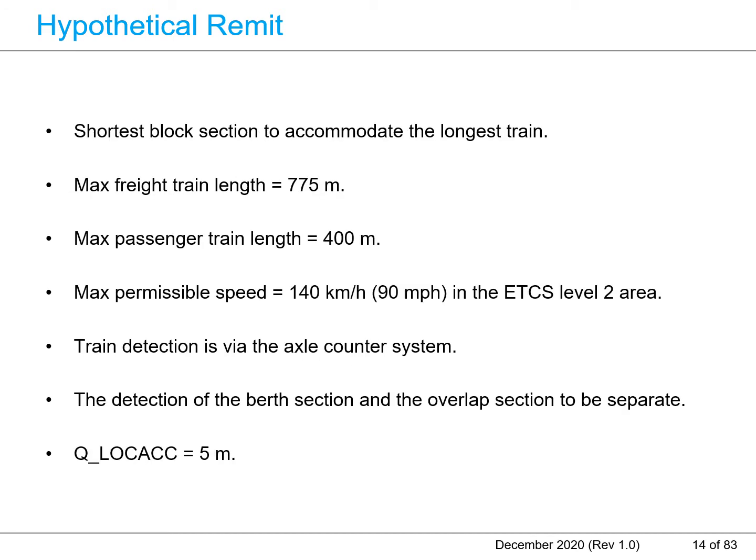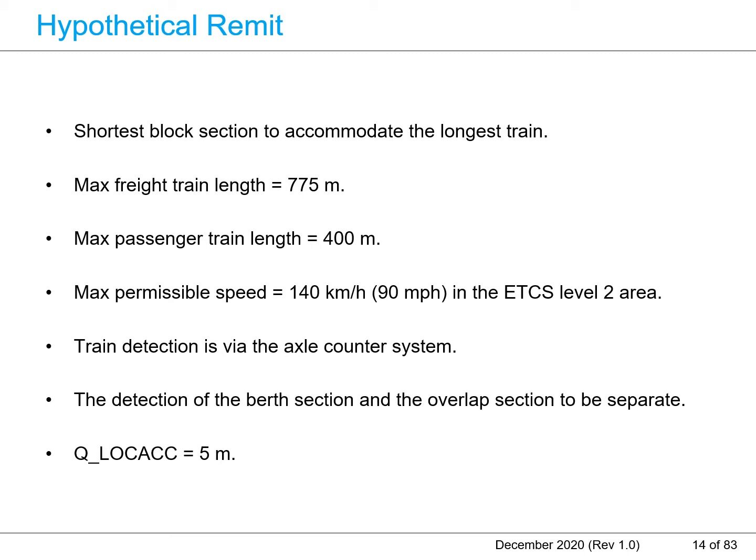The shortest block section is to accommodate the longest train. The maximum freight train length is 775 meters. The maximum passenger train length is 400 meters. The maximum permissible speed is 140 km per hour in the ETCS Level 2 area. The 90 miles per hour value will be used for deriving parameters in the code of practice, with the imperial units. The train detection is via the axle counter system.